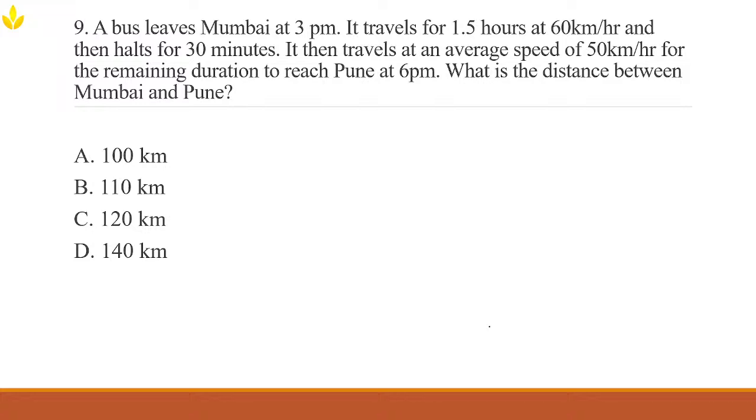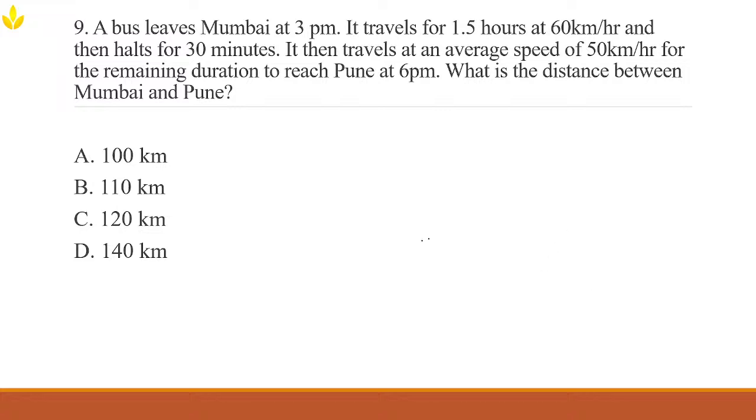So coming back to the next part. A bus leaves Mumbai at 3 p.m. It travels for 1.5 hours at 60 kilometers per hour and then halts for 30 minutes. It then travels at an average speed of 50 kilometers per hour for the remaining duration to reach Pune at 6 p.m. What is the distance between Mumbai and Pune?